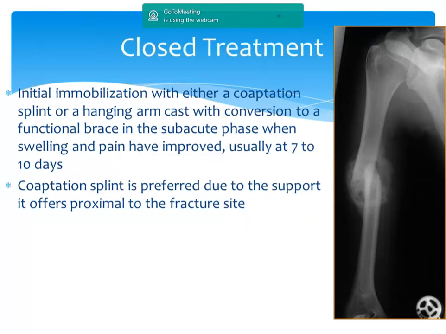Closed treatment, as I told you, was followed in olden days, with initial immobilization with either a coaptation splint or hanging arm cast. Remember these two words: coaptation splint and hanging arm cast. I will tell you what they are. Then conversion to a functional brace in the second stage.